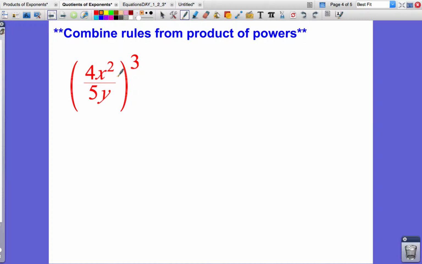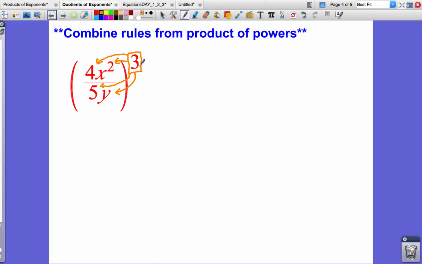Okay, so now I have 4 times x squared, all raised to the third power, and all that's divided by 5 times y, and all of that is raised to the third power. So I need to distribute this power of 3 right here. Everything in here is being raised to the third power, so that means this 4 is being raised to the third power. X squared is being raised to the third power. 5 is being raised to the third power. And then y is being raised to the third power.